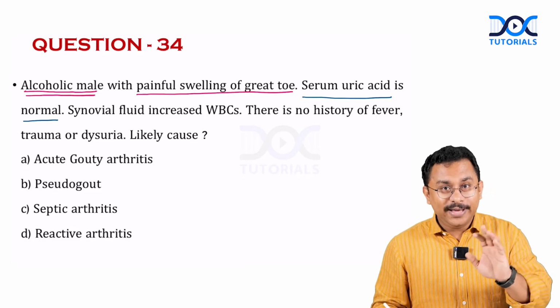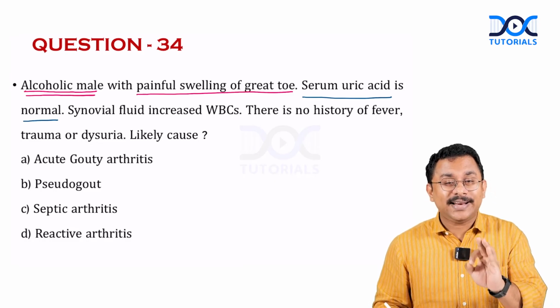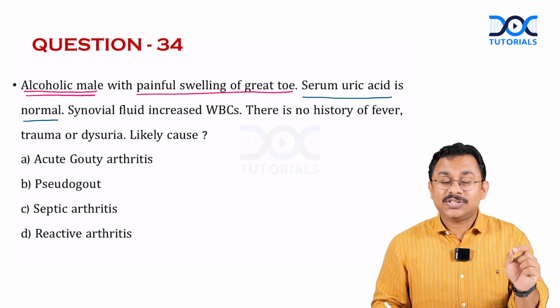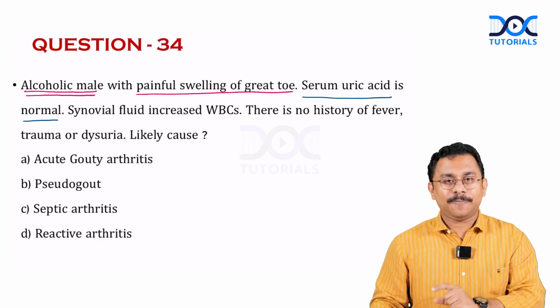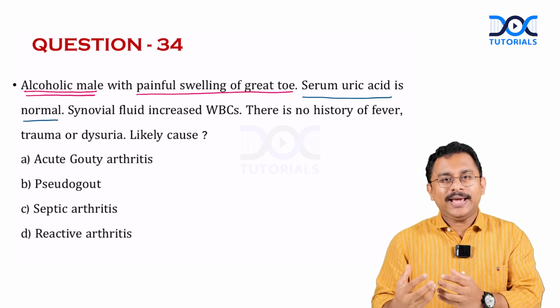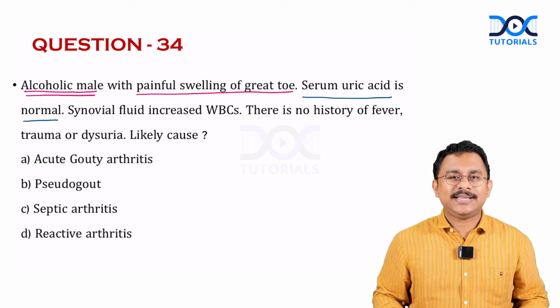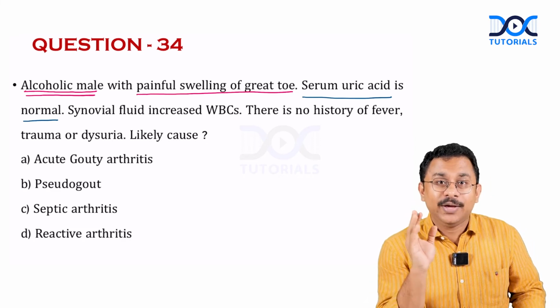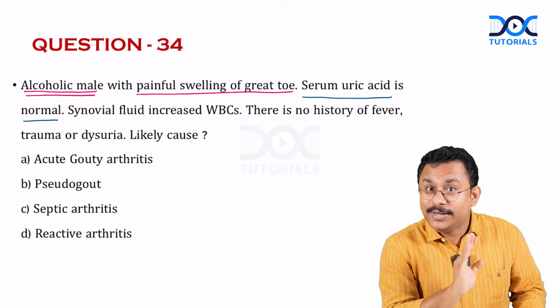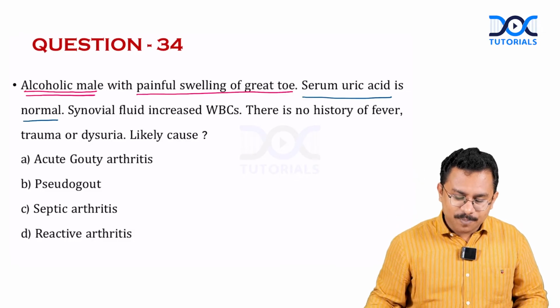Now, I have already taught you in my lectures, normal serum uric acid during the time of an acute episode does not completely rule out a gout, because in some patients who have hyperuricemia, during an acute episode there might be a decrease in uric acid, and when you check at that time, you might find it to be normal. So it does not totally rule out gout here.